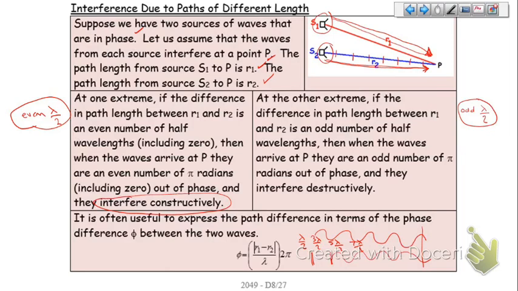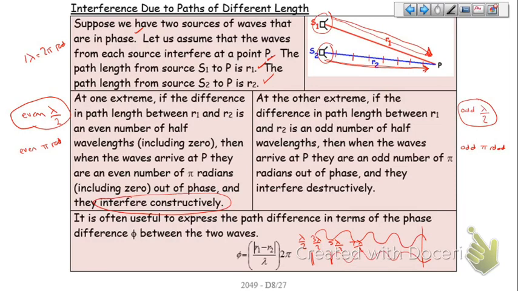Now, it turns out that sometimes we prefer to talk in terms of radians rather than wavelengths. Remember, 1 lambda equals 2 pi radians. So this would be not an even number of half wavelengths, it would be an even number of pi radians, because of half a wavelength. If one wavelength is 2 pi, half a wavelength is 1 pi. And this would be an odd number of pi radians.